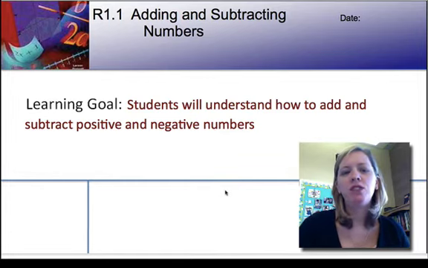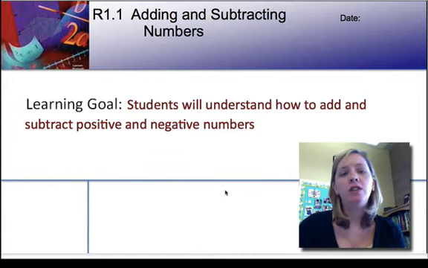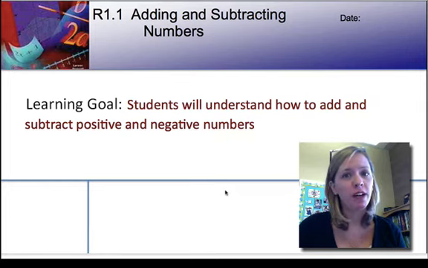Okay, so this is our first lesson. This is actually our review unit, so I'm calling it R1.1, the first lesson in our review unit. Today we're going to focus on adding and subtracting numbers. Hopefully this is a review for you guys. We'll go over it kind of quickly if we can.